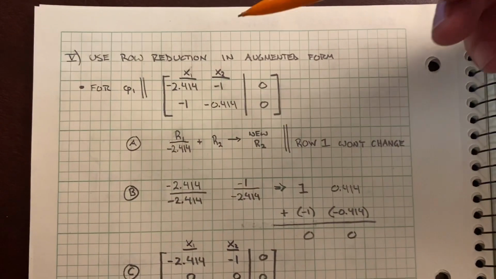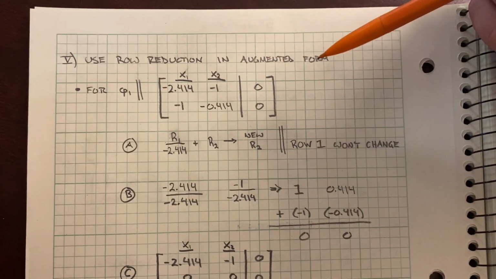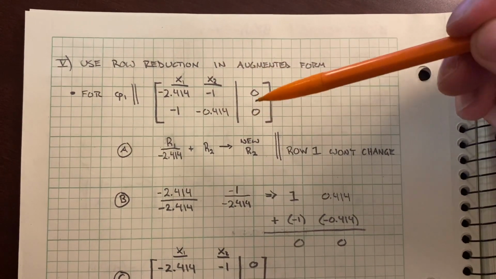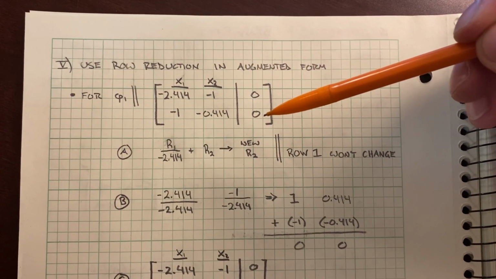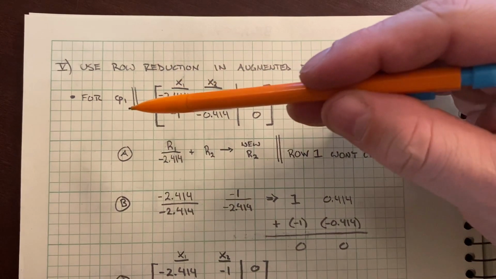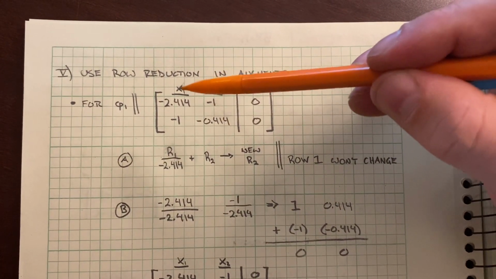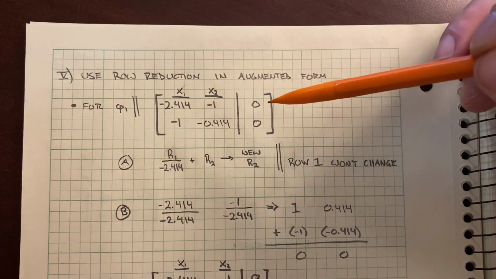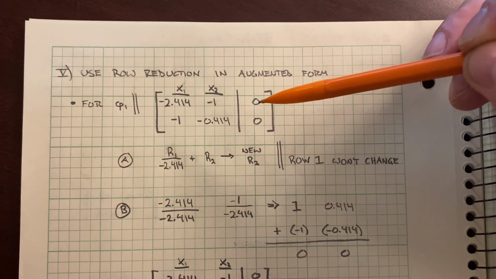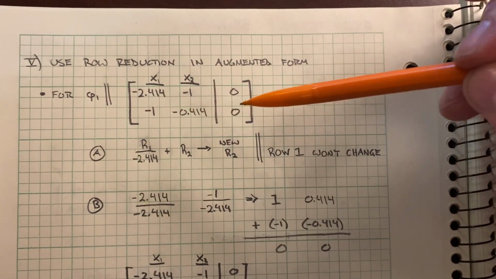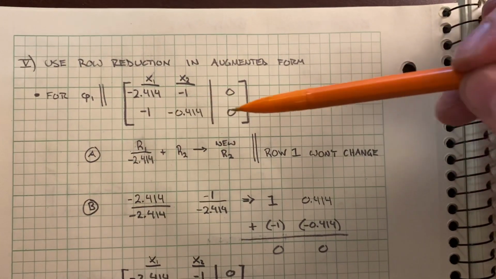Step 5, we will use row reduction in augmented form. Augmented form is the previous matrix with the big line and then 2 zeros on the other side. For phi 1, we'll write out our original matrix that we had from the previous step, and we'll assign columns x1 and x2, 2 zeros over here. The row reduction happens like this. We want to eliminate all values from row 2 and make them all zeros.